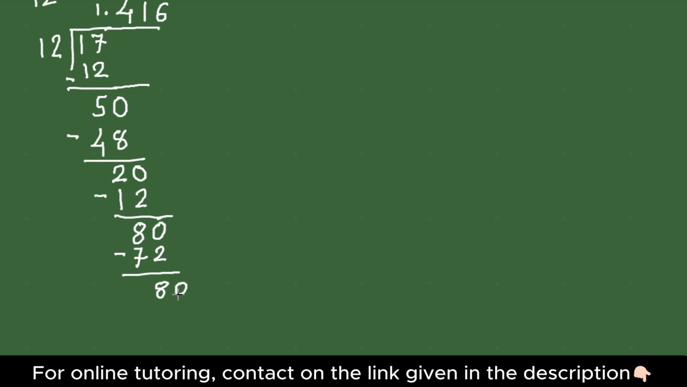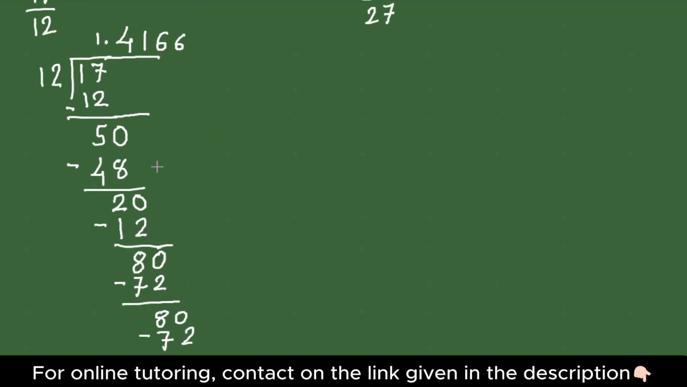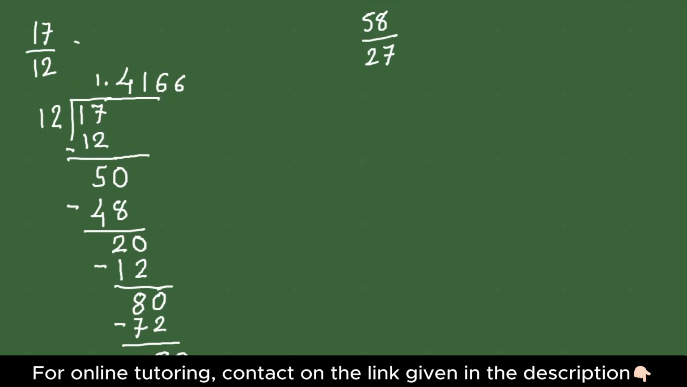Once again we have 80. So 12 goes 6 times into 80. So here we have 6 and 12 times 6 is 72. So this 6 will repeat. So our answer would be 1.416 repeated. Now let us do 58 over 27.